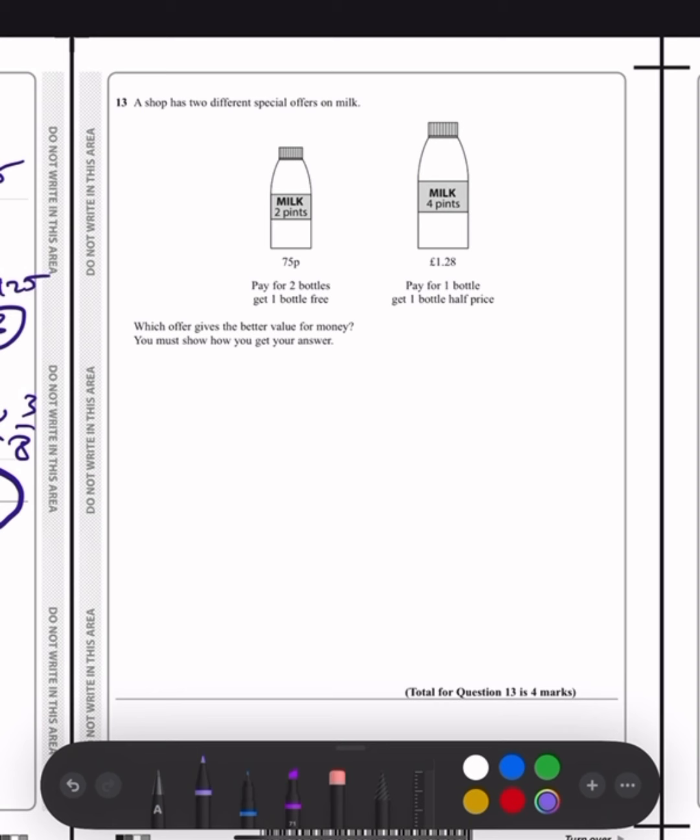Now, this is your 13th question and we've been given prices. A shop has 2 different special offers on milk, 75p and £1.28. For the milk at 75p, it says pay for 2 bottles, get 1 bottle free. And for the £1.28 bottle, it says pay for 1 bottle, get 1 bottle half price. Which offer gives the better value for money? You must show how you get your answer.